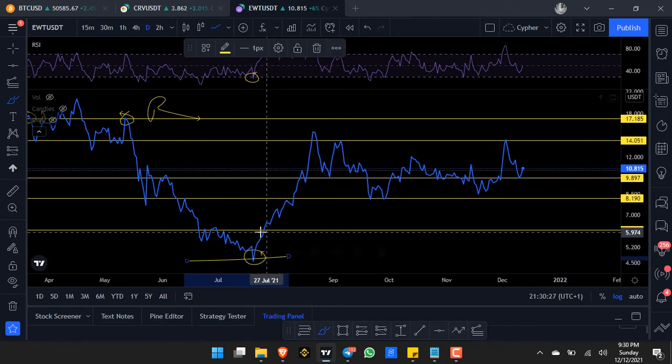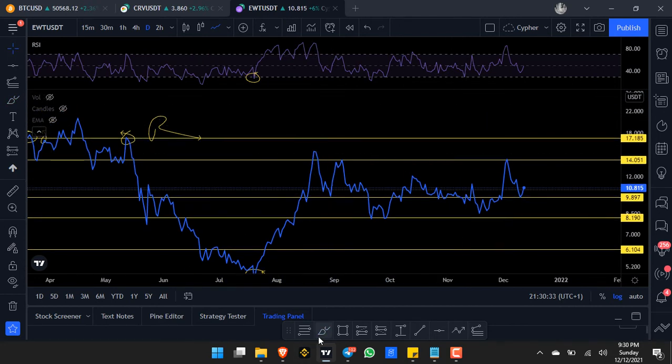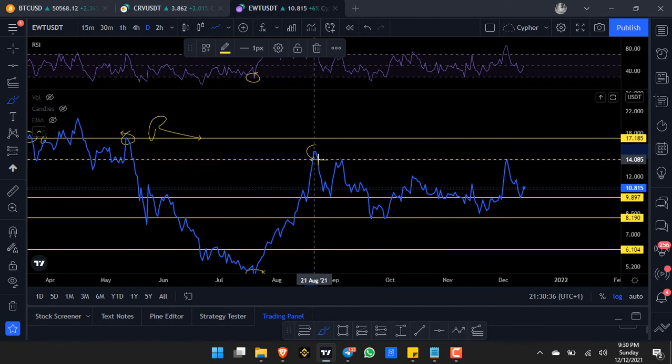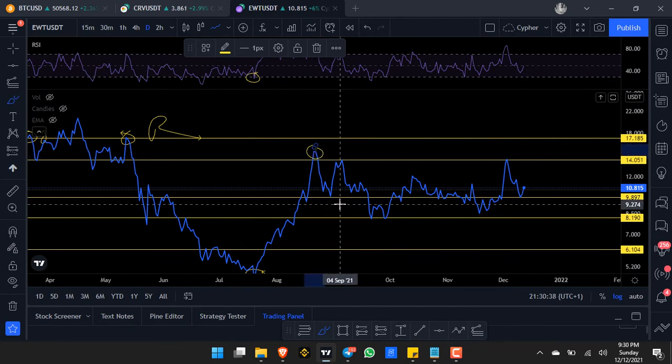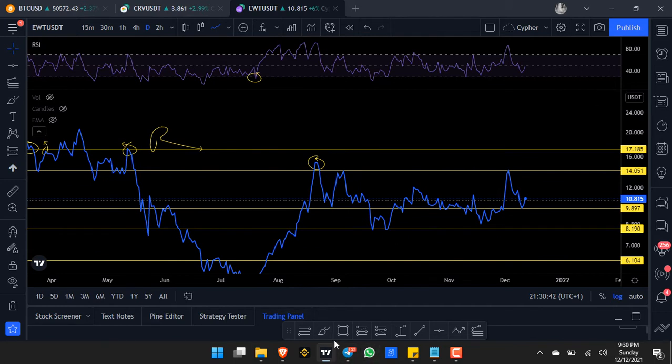Are you seeing it? Now let's look at the highest it got to. This is the highest it got to. This is the peak it got to before it was pushed back down. Now let's go to our RSI also.